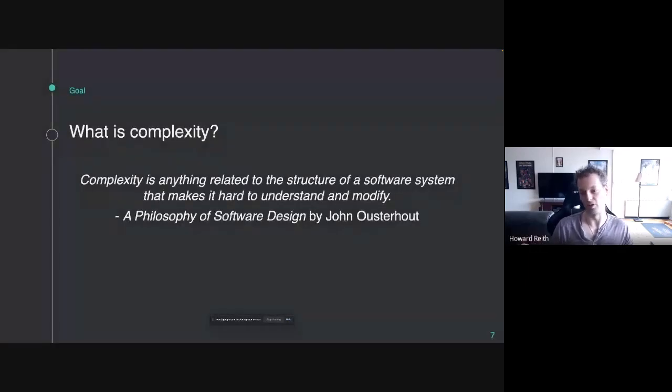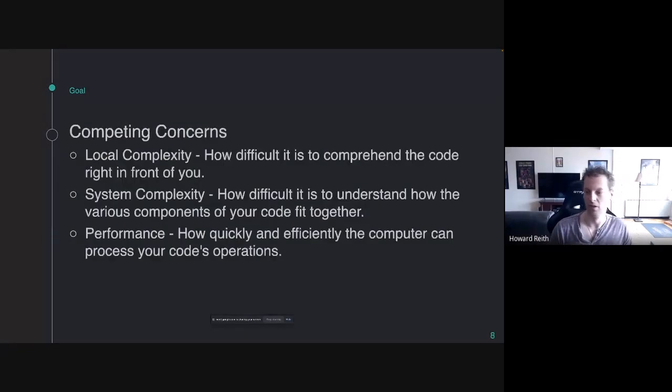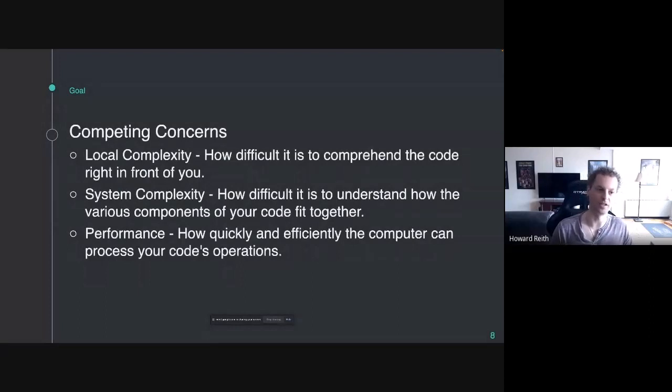My favorite book on software engineering is called A Philosophy of Software Design by John Ousterhout. And he defines it as follows. Complexity is anything related to the structure of a software system that makes it hard to understand and modify. So when I think of complexity, I tend to break it into 3, perhaps a few more competing concerns.